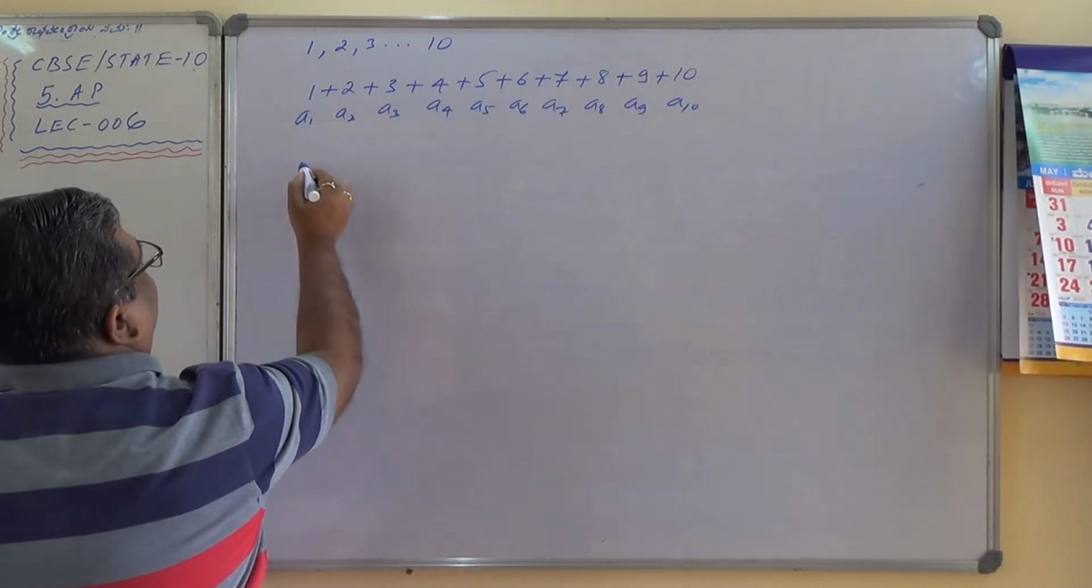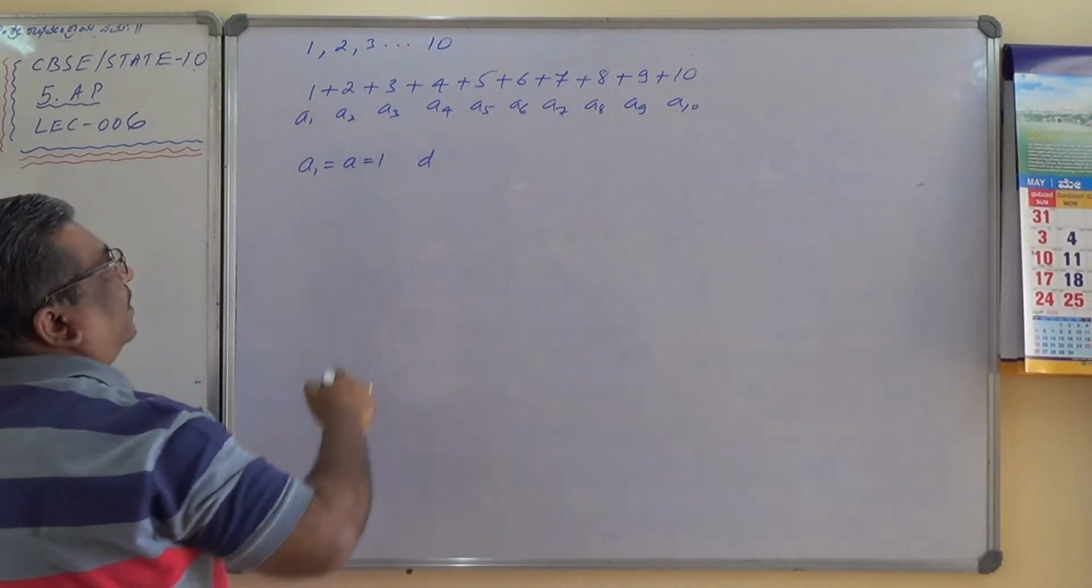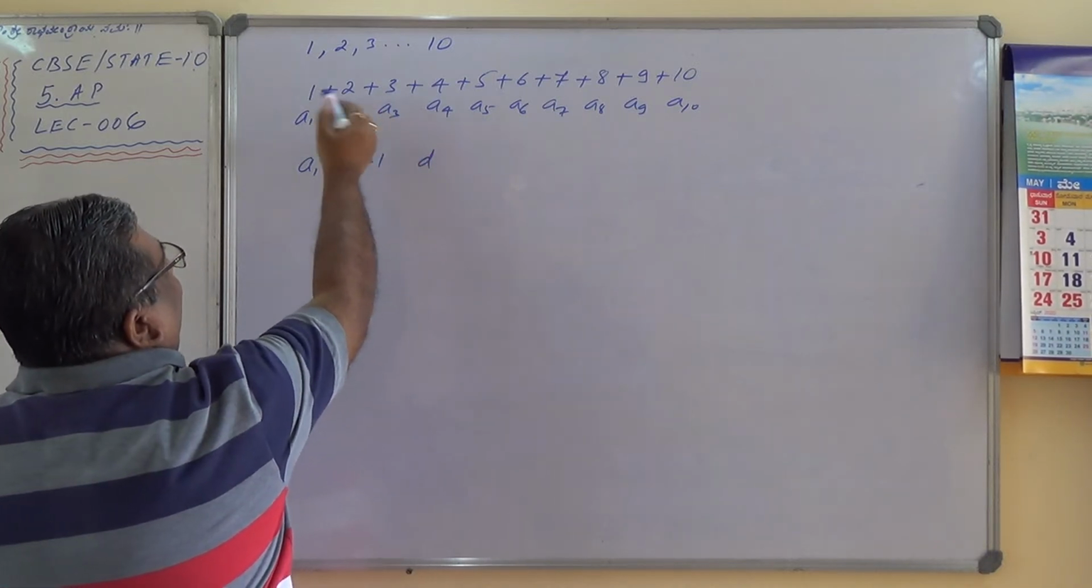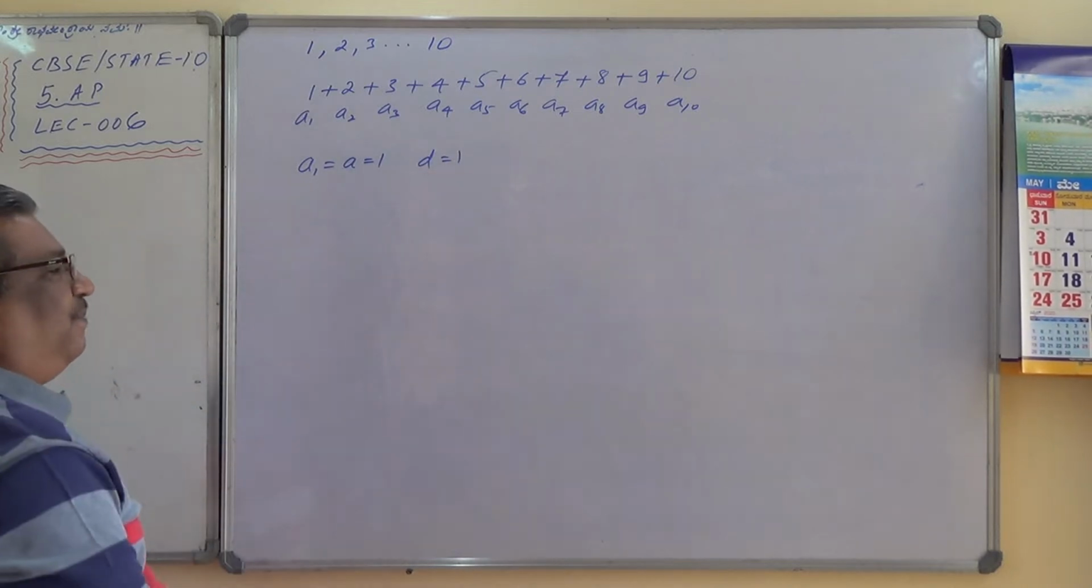Now, what is the first term? A1 equals A equals 1. What is the common difference over here? Common difference is 2 minus 1, 1. 3 minus 2, 1. Common difference equals 1. Let it be there as it is.